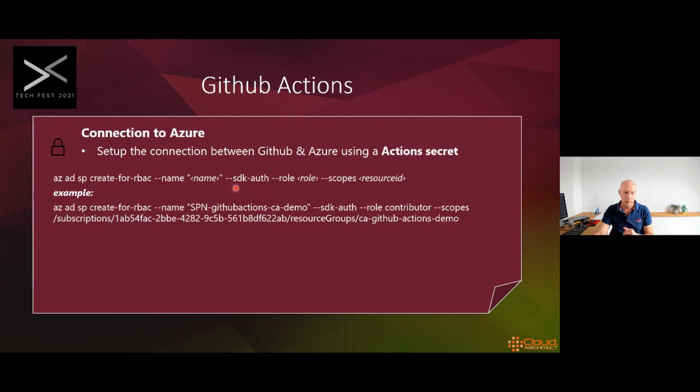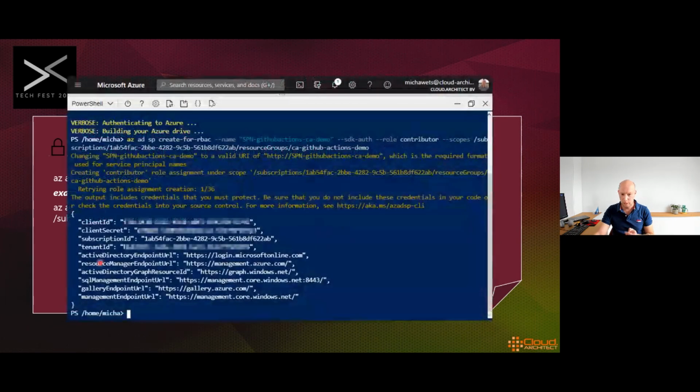--sdk-auth. That will give us an output of a JSON object. It contains a client ID, client secret, but also the information that GitHub Actions needs to connect to your environment. As you can see over here, I opened my shell. I just typed in this command line with the sdk-auth in it, and it gives me a JSON object.